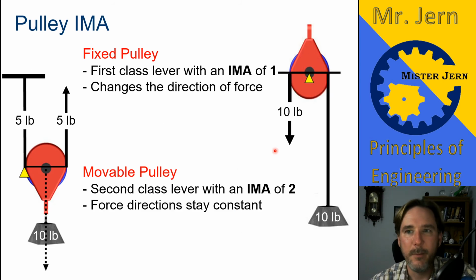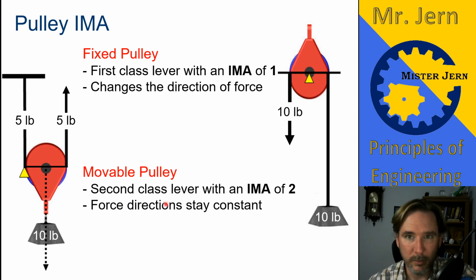How do you figure out the IMA? Okay, this is where it gets a little bit different. You have to understand that we got two different types of pulleys. We got fixed pulleys where it ends up being a first-class lever with an IMA of 1. All right, all it does is change the direction of the force. So you pull down with 10 pounds of force on a fixed simple pulley. That means that you're able to lift up 10 pounds of force. So 10 pounds down means 10 pounds up.